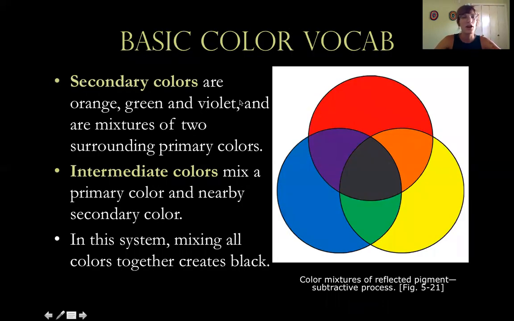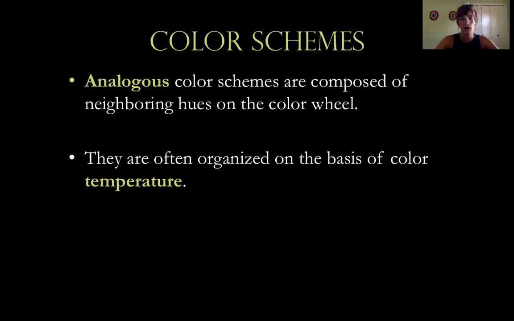So let's look at those colors. We have secondary colors. These are orange, green, and violet, and are mixtures of 2 surrounding primary colors. You also have intermediate colors. This is a mix of a primary color and a nearby secondary color. In this system, mixing all the colors makes black. A couple of color schemes now become important for our key terms.